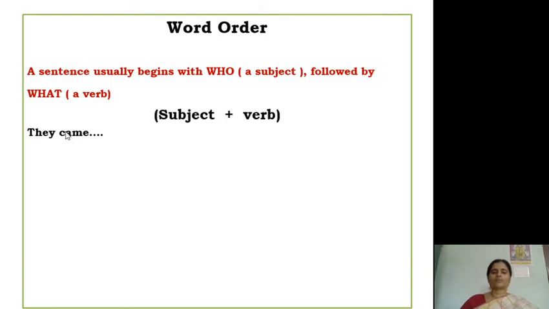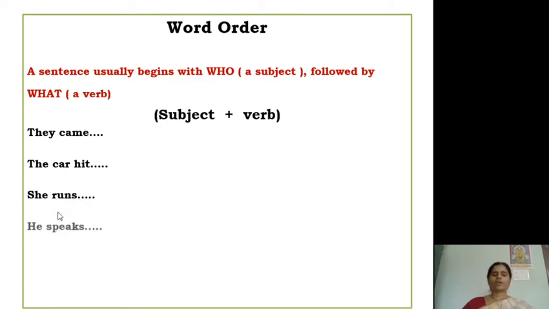And came is the verb. So they came. That means the sentence started with the element who and it is followed by a verb that is what. Now let us see this example. The car hit. Here the car is the subject, hit is the verb. Now let us see this example. She runs. She is the subject, runs is the verb. And in this, he is the subject, speaks is the verb. Usually a sentence starts with a subject and that is followed by a verb.